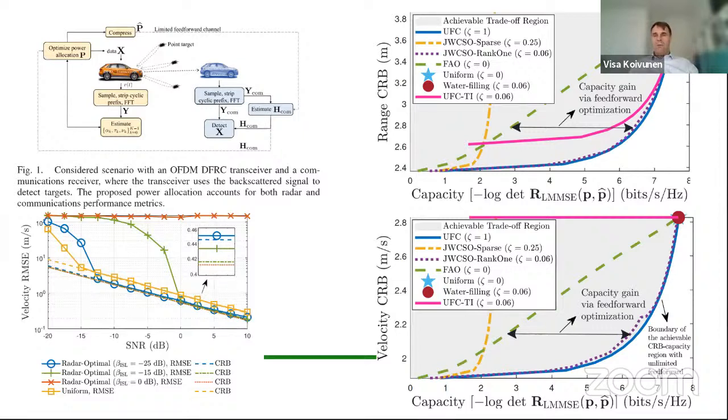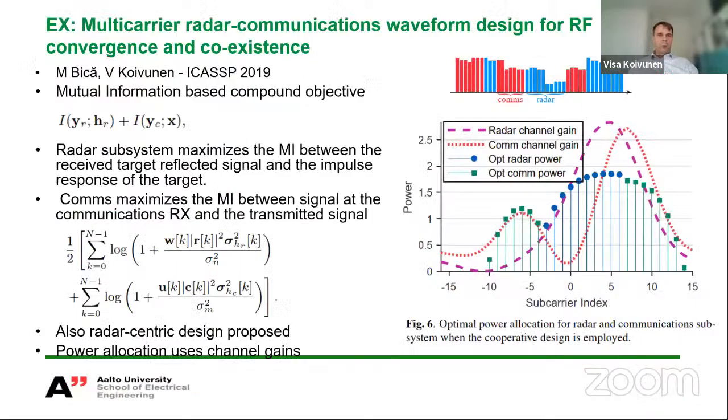So there's a significant capacity gain in the communication part when using this optimized waveform compared to this uniform power allocation, no feed-forward system design, with this green dotted line. So that's another example of how to do these waveform designs.